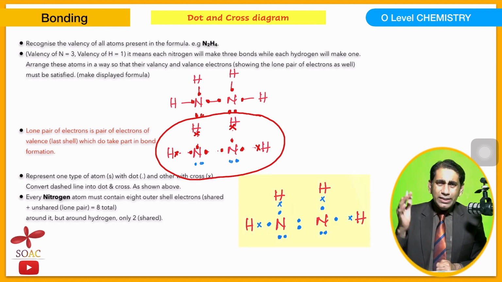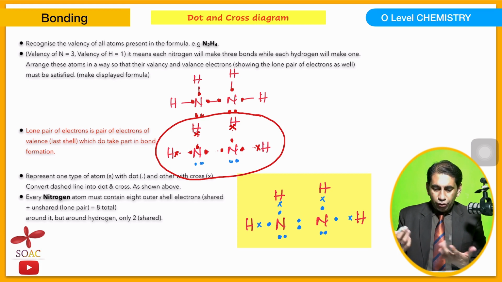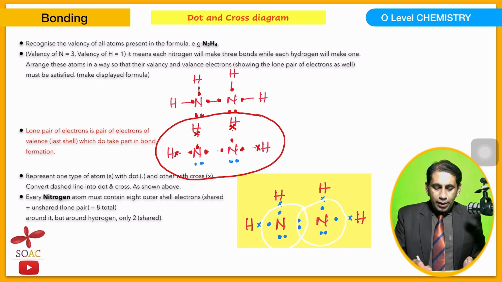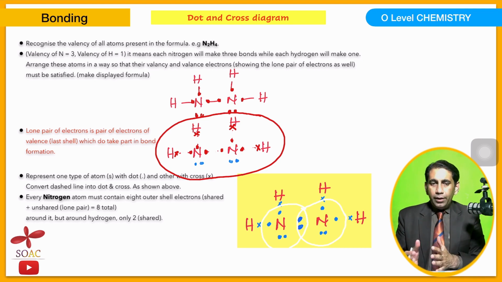There is no need to draw the circles between these atoms. However, you can draw them. For example, I'm going to draw the circles over here. This is the nitrogen circle, and this is the second nitrogen circle. Between these two circles, these blue electrons are the shared pair of electrons, or bonded electrons. Shared pair and bond pair are one and the same thing, two different names for the covalent bond.